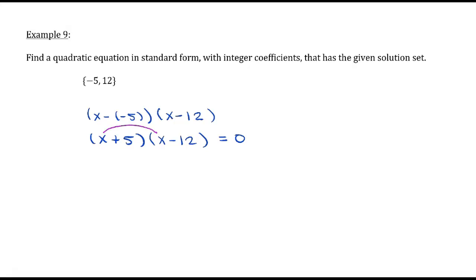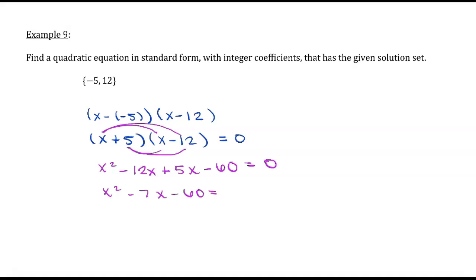We'll first have x times x, or x squared, x times negative 12, or negative 12x, positive 5 times x, for a positive 5x, and positive 5 times negative 12, or negative 60. Combining like terms on the left, we have x squared minus 12x plus 5x, or minus 7x, minus 60 equals 0.